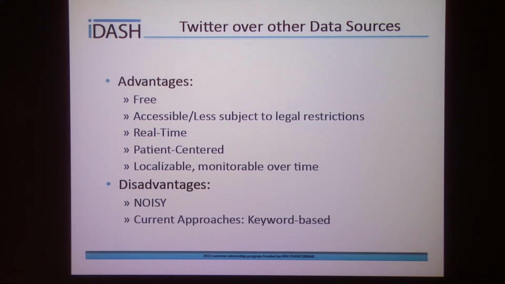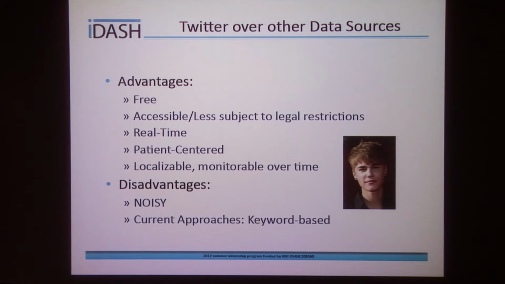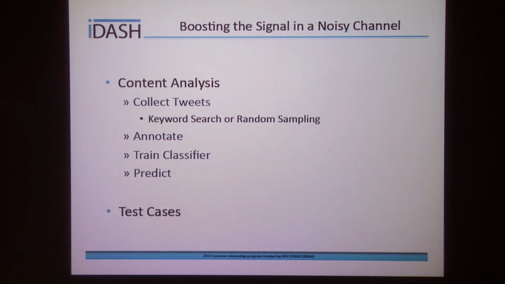Of course, there are disadvantages to using Twitter. A lot of the current approaches to using Twitter for surveillance are actually just keyword-based, which means that you might think that you're detecting an outbreak of fever because all of a sudden there are all of these results that say, oh, fever, fever, fever. But actually it's just Justin Bieber. So our goal is basically boosting the signal out of all of this noise.